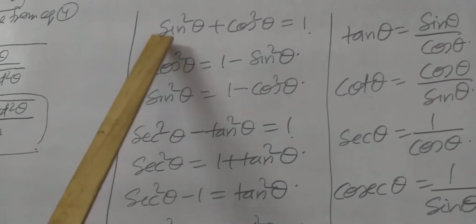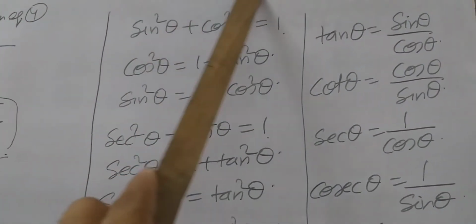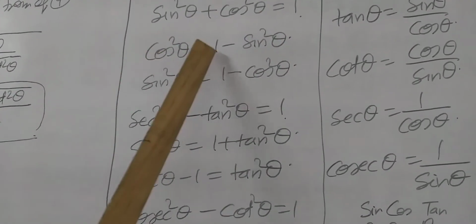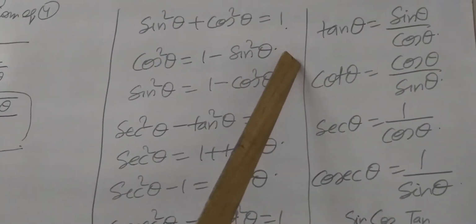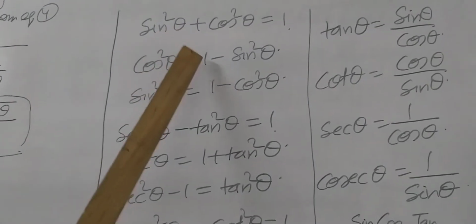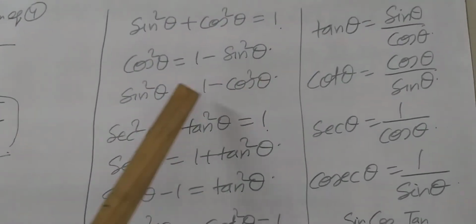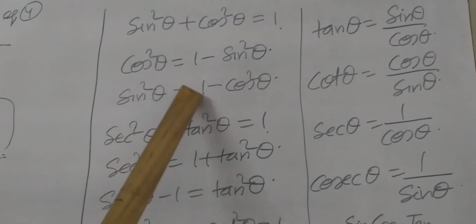Okay, so when we transpose sin square theta this side, it will become cos square theta equal to 1 minus sin square theta. And when we transpose cos square theta this side, then sin square theta equals to 1 minus cos square theta.